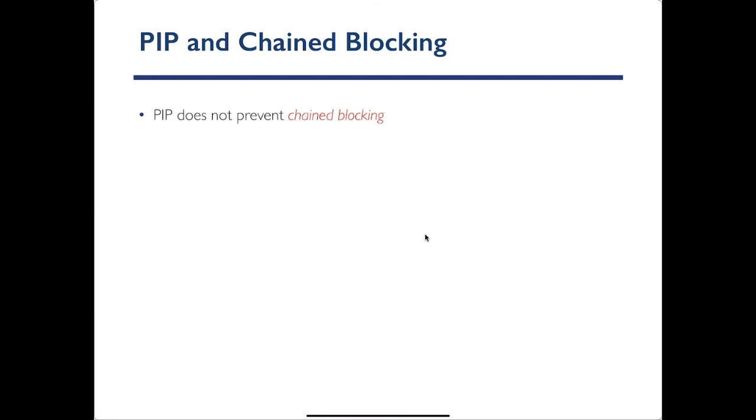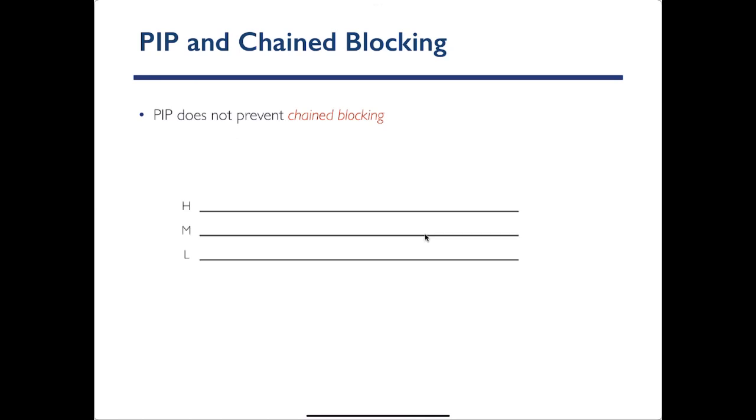The other problem with PIP is that it's not going to prevent chained blocking. It's going to prevent the blocking that we saw in the first example. But look at another example here. Let's say I have low, medium, and high. So low is going to lock resource 1, then medium is going to come and it's going to lock resource 2, and then it's going to lock resource 1.